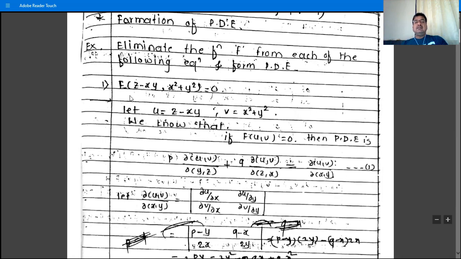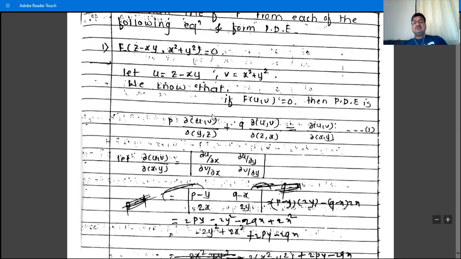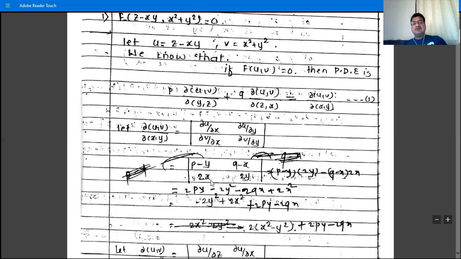So we are given f(z − xy, x² + y²) = 0. If we denote z − xy as u and x² + y² as v, then it is of the form f(u, v) = 0. So ∂(u,v)/∂(x,y) is the determinant with rows ∂u/∂x, ∂u/∂y and ∂v/∂x, ∂v/∂y. Okay, so this is the Jacobian.